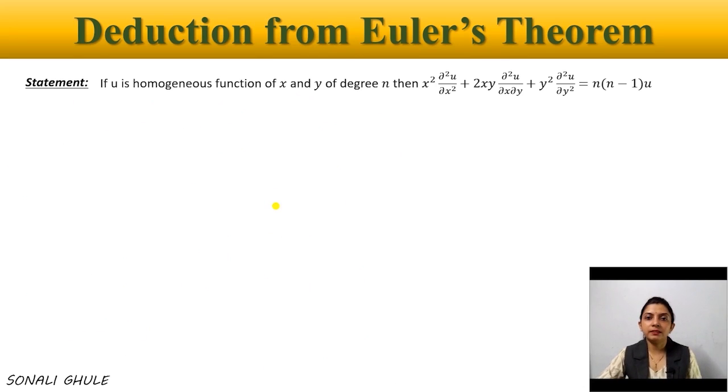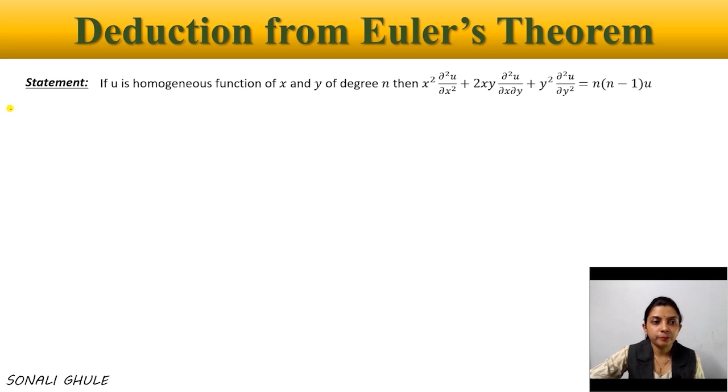So see here, this is the first deduction of Euler's theorem. Last time what we have seen, it is a first order differential equation. Now this time it is a second order differential equation. And this we have to solve here.